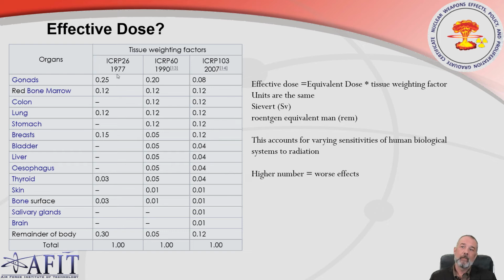So it used to be way back in the day that they thought the most sensitive part of your anatomy to radiation was your reproductive organs, which they called gonads. So they had them in 1977. They were rated the highest. They went down a little bit in 1990, but by 2007, they're really low compared to some of the other systems. As it turns out, the radiation to your reproductive system is not nearly as hazardous as was previously thought.